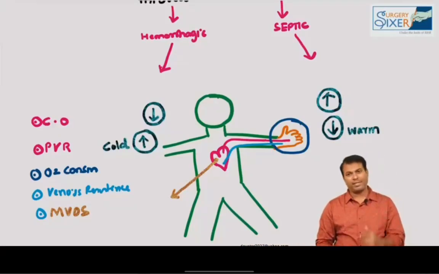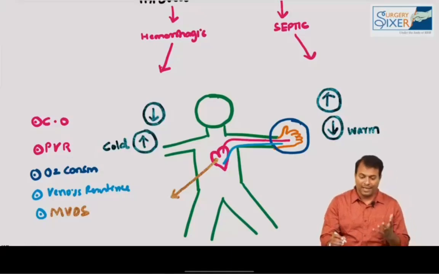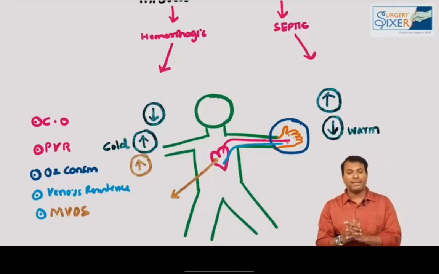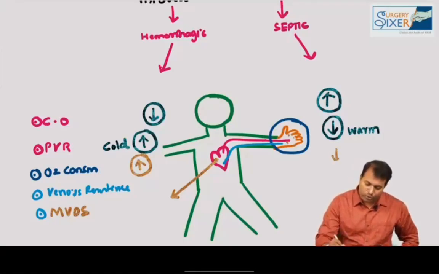And oxygen consumption: in a hemorrhagic shock, the peripheral tissues are craving for oxygen. So the moment you give oxygen, the peripheral tissues will have increased consumption of oxygen. But in a septic shock, the peripheral tissues will have decreased oxygen consumption.